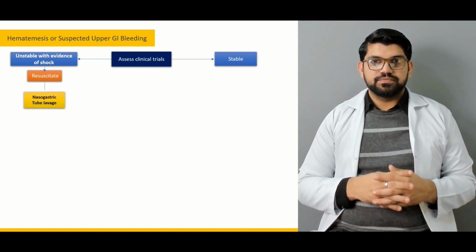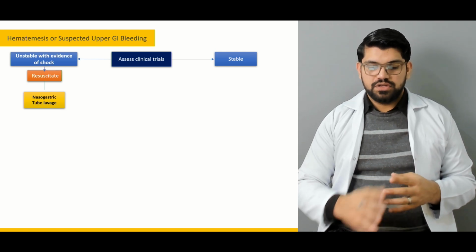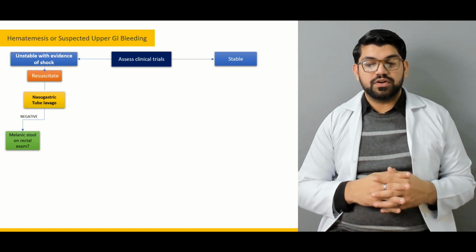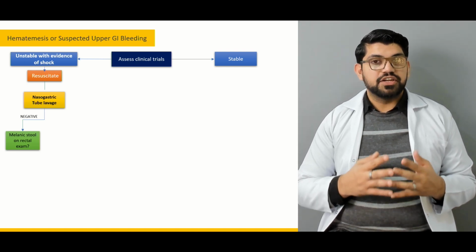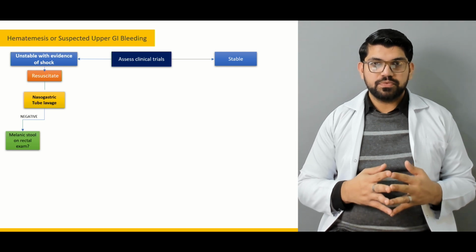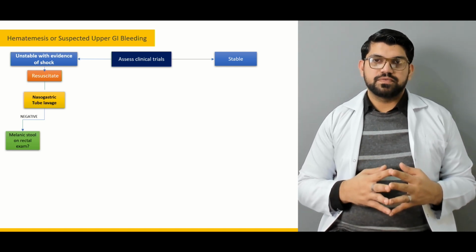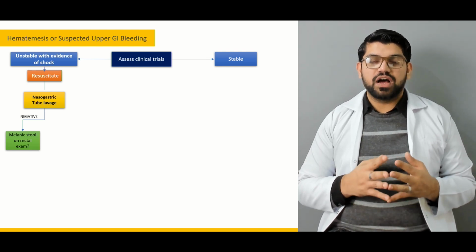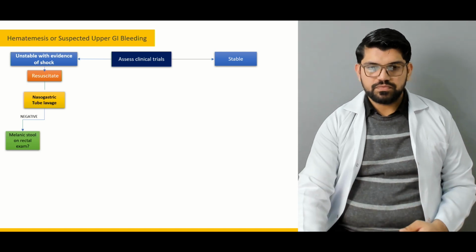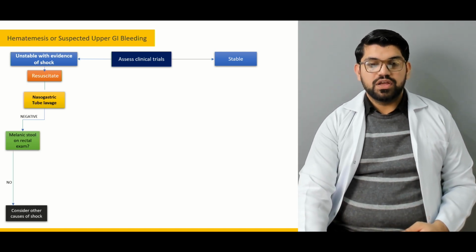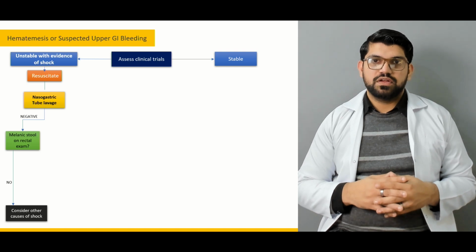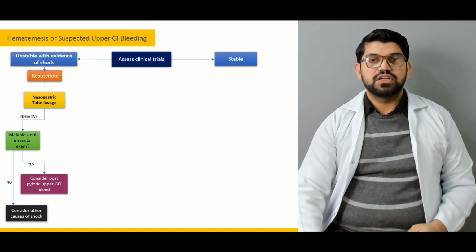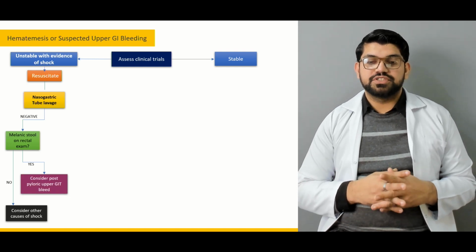If the patient is stable, go for nasogastric lavage. What to look for? If it's negative, there is no blood in aspiration in the nasogastric tube, look for melenic stool on rectal examination. How does a melenic stool look? It's a dark colored stool. If there is none, consider other causes of shock. But if there is melena on rectal examination, that's an upper GI bleed.